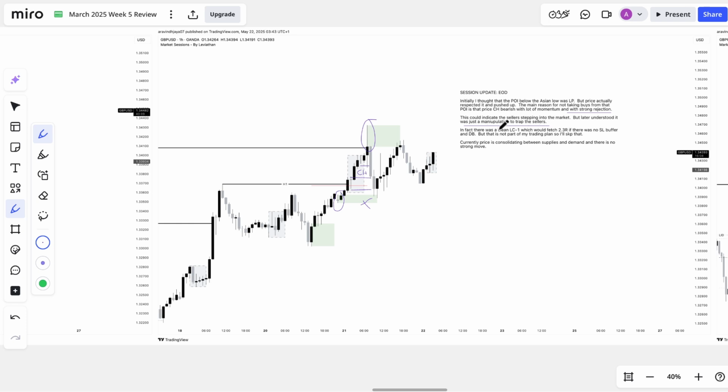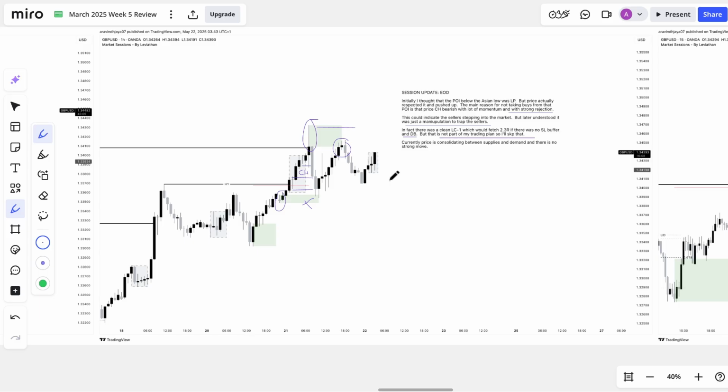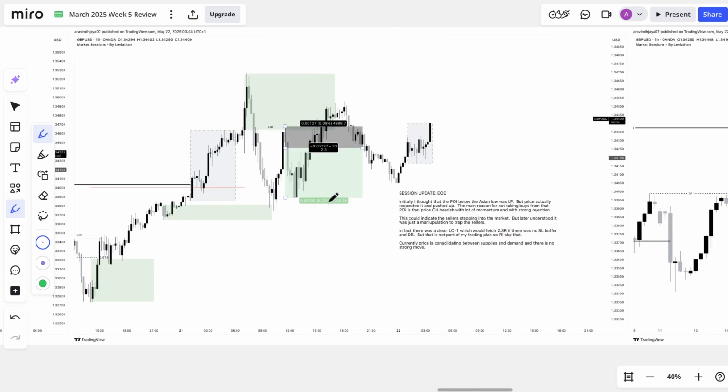In fact, there was a clean LC1 which would fetch 2.3 R if there was no stop loss buffer and displacement buffer. But that's not a part of my trading plan, so I'll skip that. So what I'm talking about is a trade from here, which I did not take because the LC was very big. Currently, price is consolidating between the supply as well as the demand. So price is ranging.